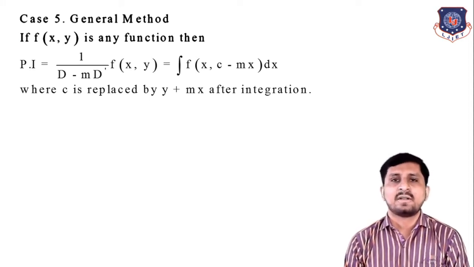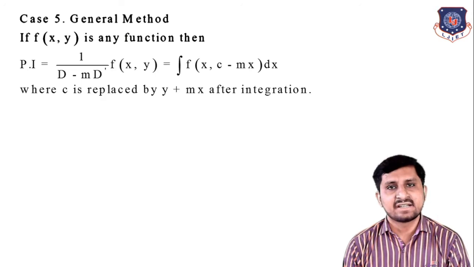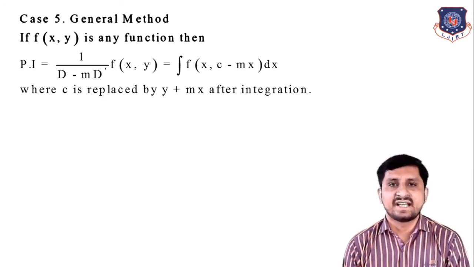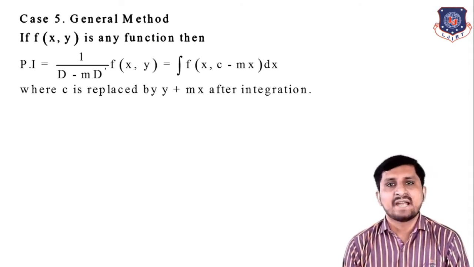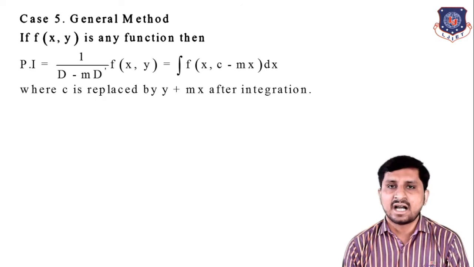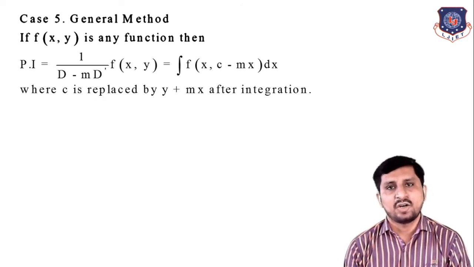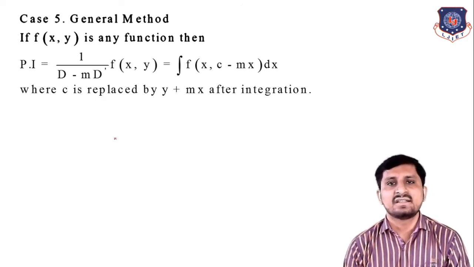So first of all you have f of D, D dash, right? And from f of D, D dash you can factorize it into linear factors. And after that, one by one, you have to operate each linear factor on f of x, y. For that you have to follow this rule.